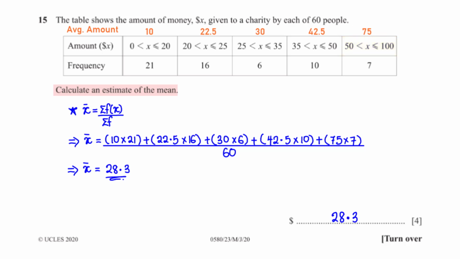Now that we have the average values, sigma f of x is 10 times 21 plus 22.5 times 16 plus 30 times 6, plus 42.5 times 10 plus 75 times 7, and sigma f is 60. When we type this into the calculator, we get 28.3.